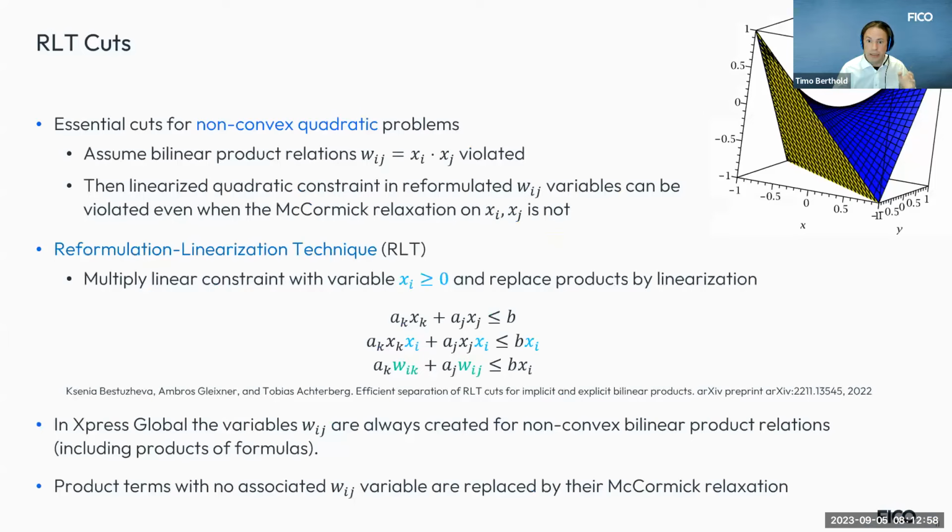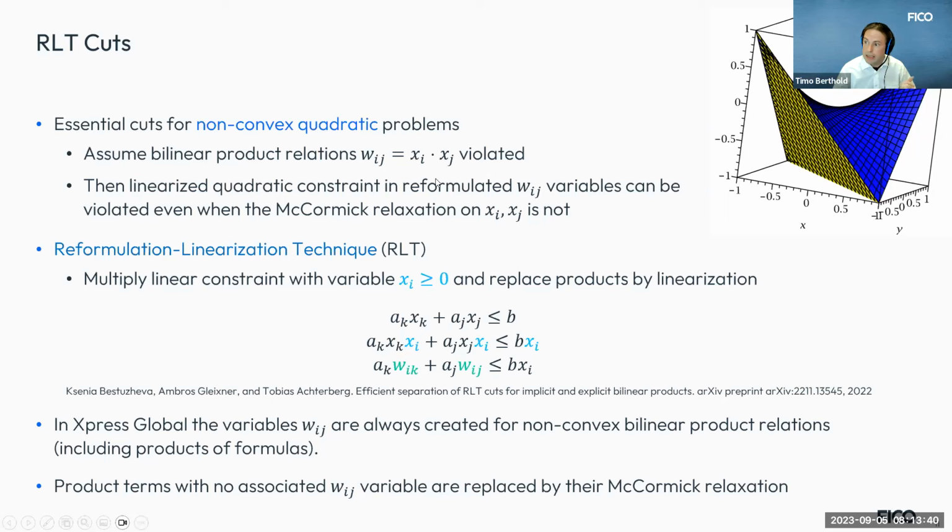Let's continue with the MIP improvements. And I slowly traverse from global technology over to MIP, because we start with RLT cuts. This is a technology that comes from non-convex nonlinear optimization over quadratics. This is an essential technology for cutting there. So assume you have a bilinear relation in there. So you have a quadratic, which consists of one variable times another variable, and an auxiliary variable which represents this product. So x_i times x_j equals w_ij.